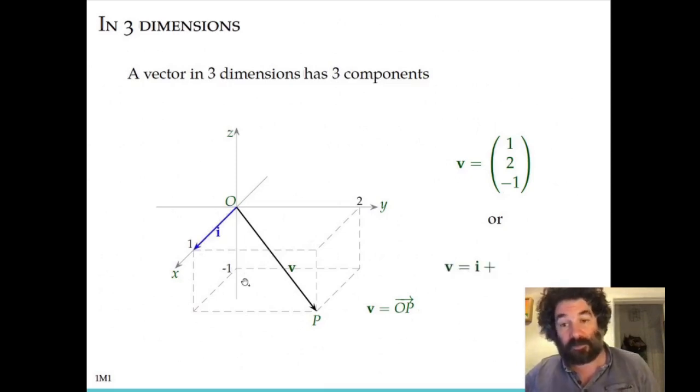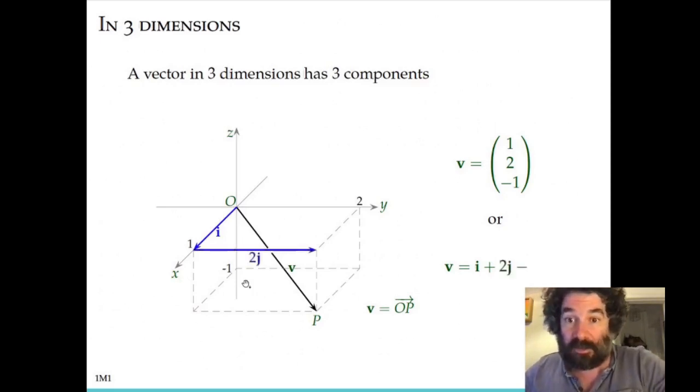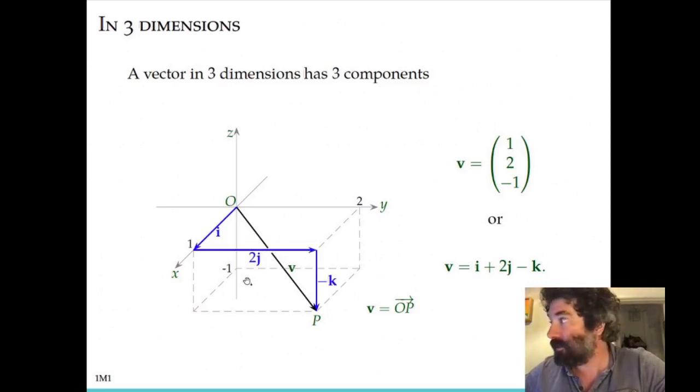And just to emphasize this, we can also use the notation with the basis vectors, i pointing in the direction of the positive x-axis, and then 2 times j, unit vector pointing in the direction of the positive y-axis, and then minus k, k being the unit vector pointing in the direction of the positive z-axis. And so we can write 3-dimensional vectors in either of those notations, either using this column vector or in terms of these 3 basis vectors.